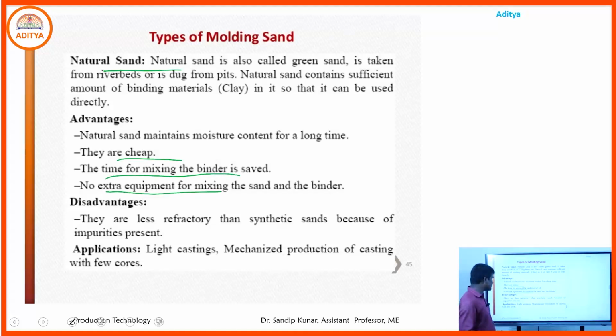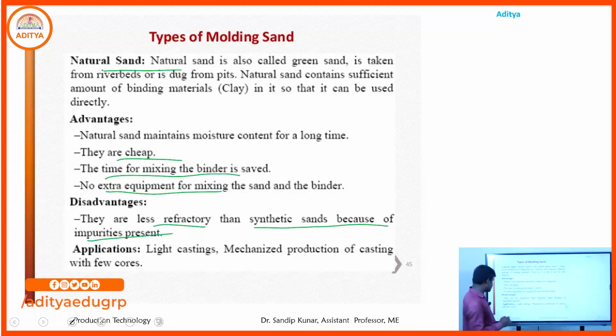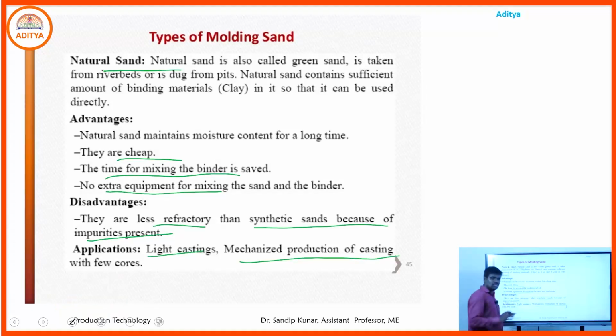What are the disadvantages? It is less refractory. Refractory means it does not sustain higher temperatures; when we heat the sand, the moisture will be removed. Also, compared to synthetic sands, a number of impurities are present in natural sand. Application: light casting and mechanized production casting, where we use natural sand.